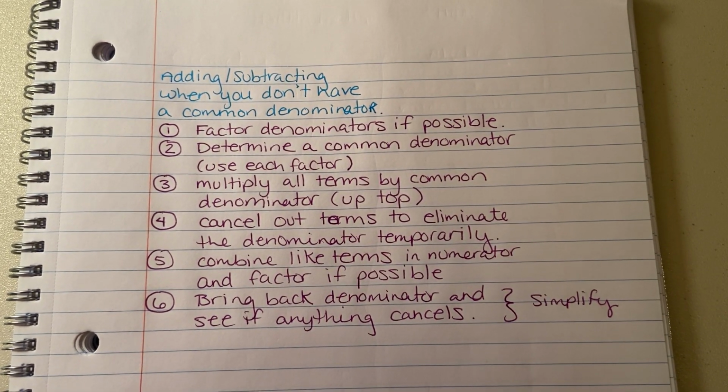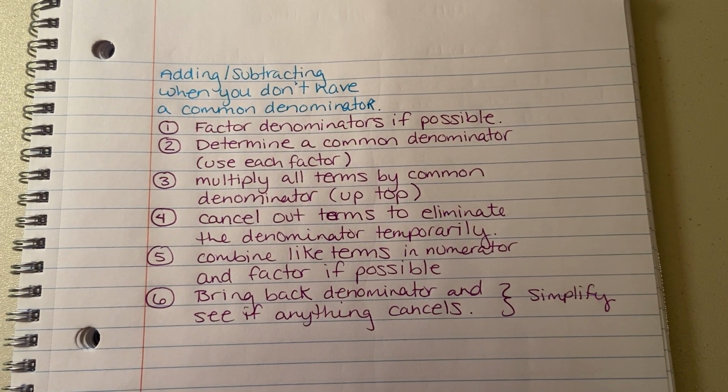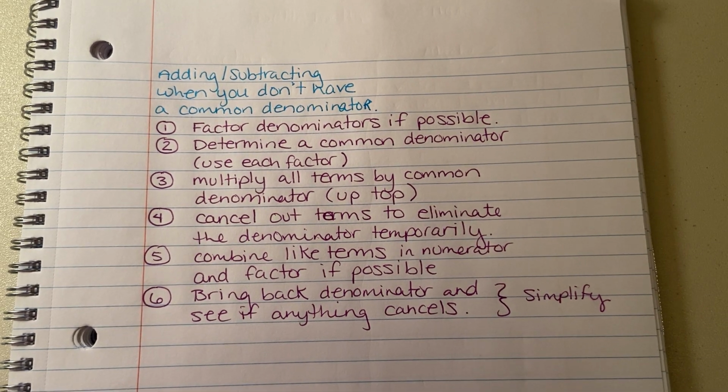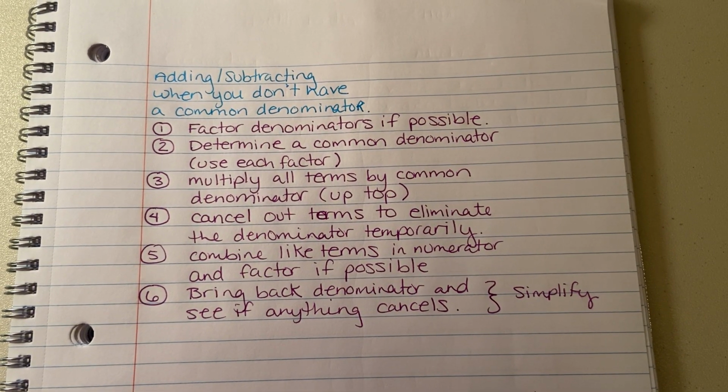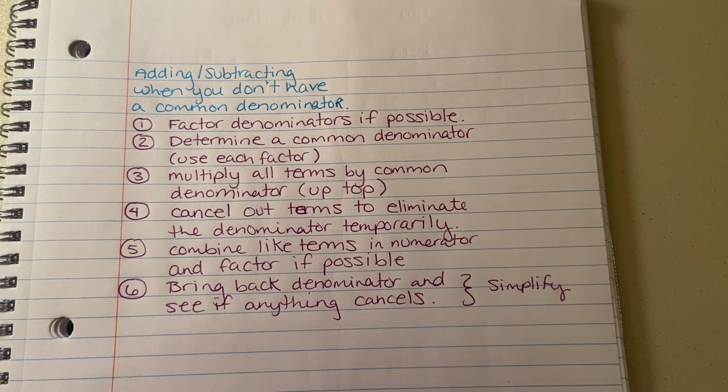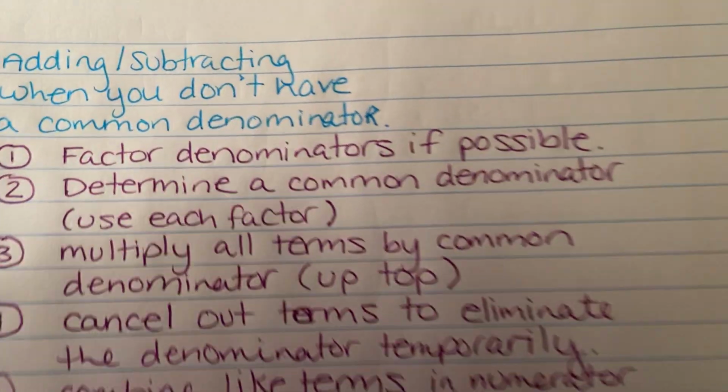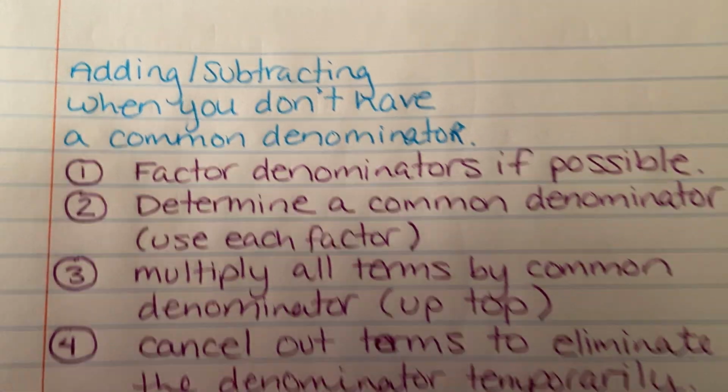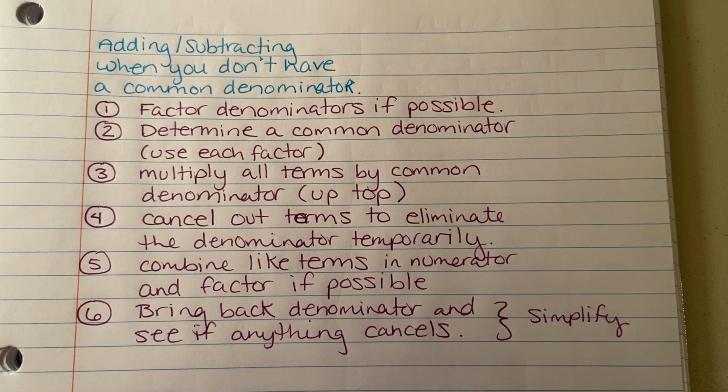All right, y'all. So today we're going to be on page 32 and 33 of your packet, and we're going to be looking at adding and subtracting rational expressions. But this time we're going to be looking at when we do not have a common denominator. Okay, no common denominator. All right, and these are the steps that we're going to be using.